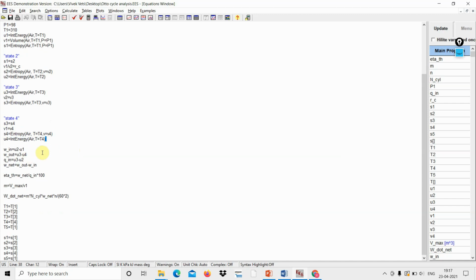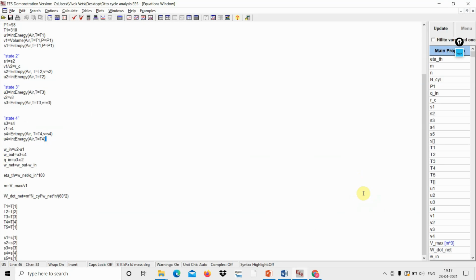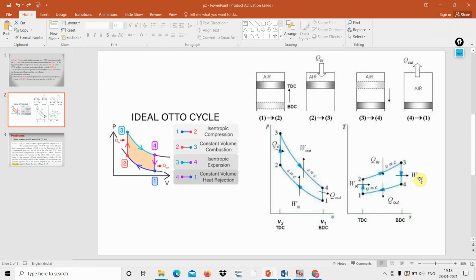Now we'll see the work in. Work in for 1 to 2 will be the internal energy at point 2 minus the internal energy at point 1, as it is isentropic compression. So internal energy U2 will be higher than U1. For work out, let's see 3 to 4, isentropic expansion. U3 will be higher than U4, so work out will be U3 minus U4.